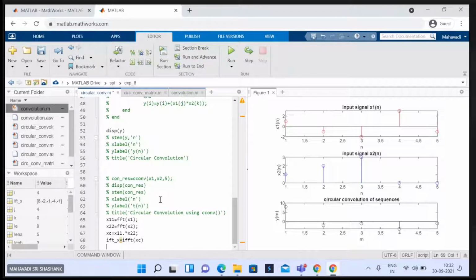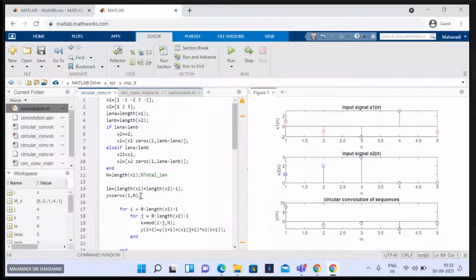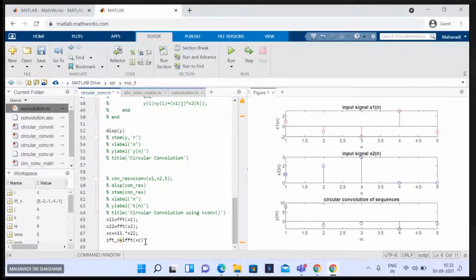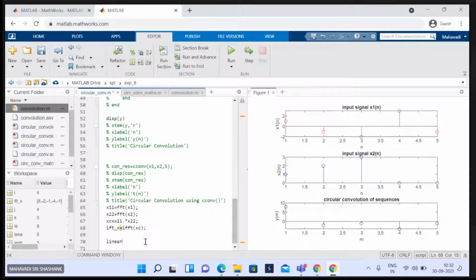Okay, so what if I go on padding another 4 zeros in both the sequences? Then I'll take the circular convolution. Will it be the same as the linear convolution? Let's check it. In the same code, first find out its linear convolution. Use the command directly.